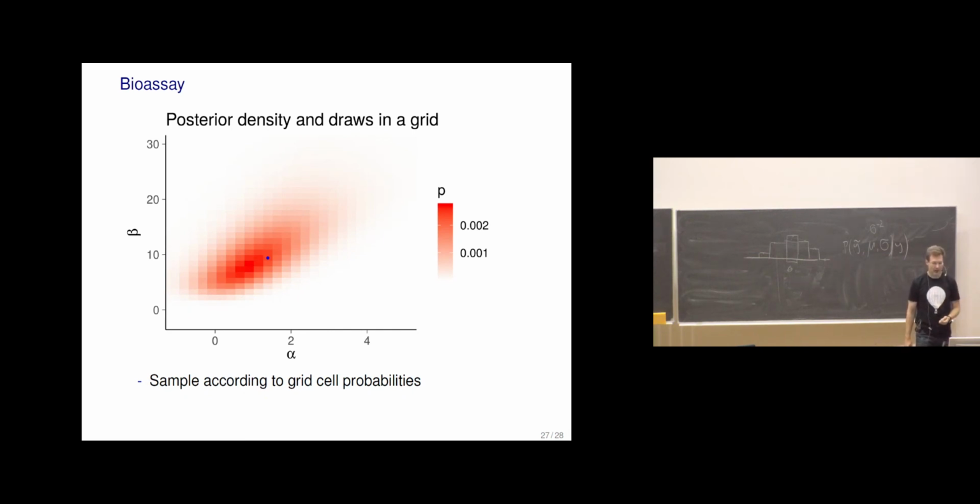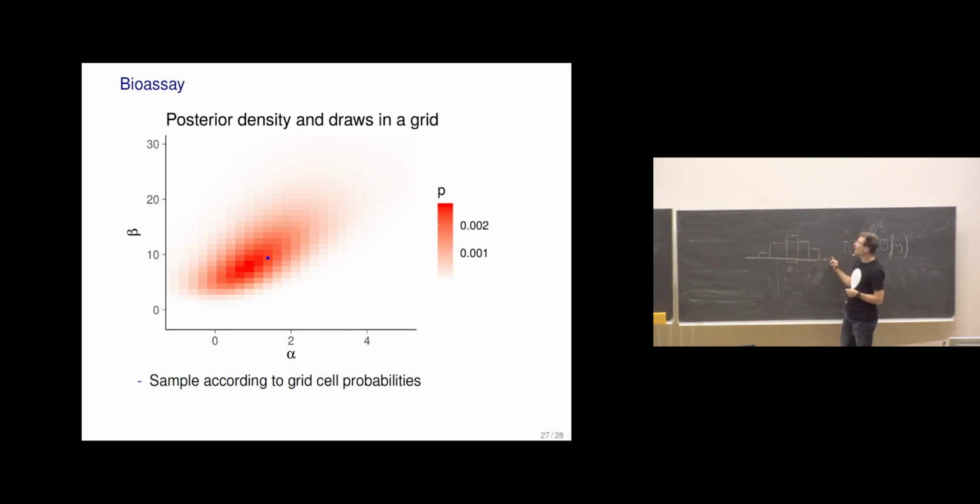Then one way of going on from this grid is to sample according to these grid cell probabilities. So in 1D, each part tells what is the probability that theta would be in this interval, and we just sample according to these probabilities.